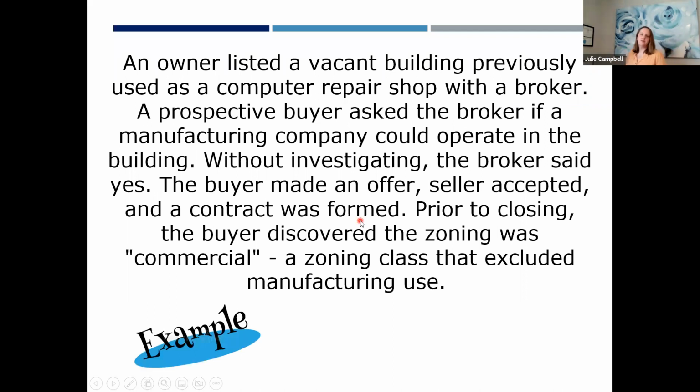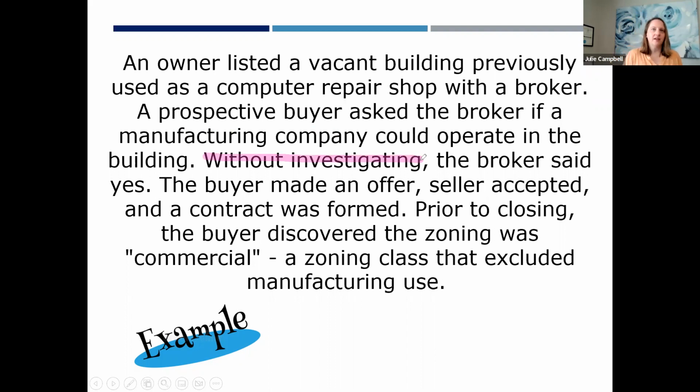An owner listed a vacant building previously used as a computer repair shop with a broker. A prospective buyer asked the broker if a manufacturing company could operate in the building. Is that a pretty specific need right there? The buyer asked specifically, can I buy this property and use it for a manufacturing company? That's pretty specific, isn't it? This always makes my eye twitch a little bit.